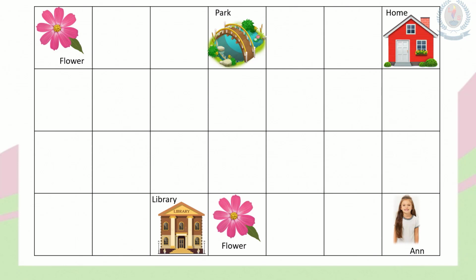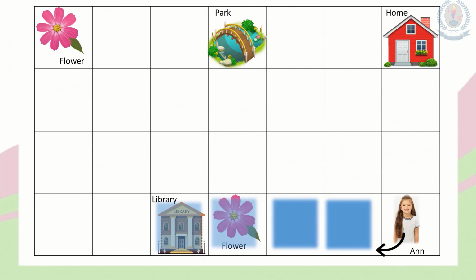First, she makes a quarter turn clockwise to face the library. Then she moves 3 squares forward to pluck the first flower. 1, 2, 3. Next, she moves 1 square forward to go to the library. 1.